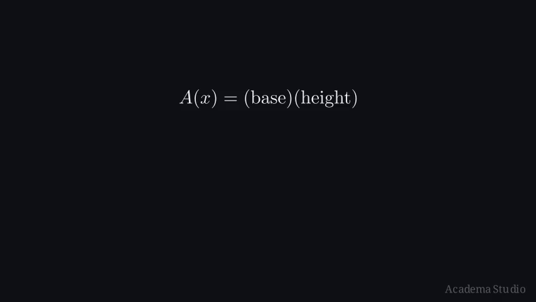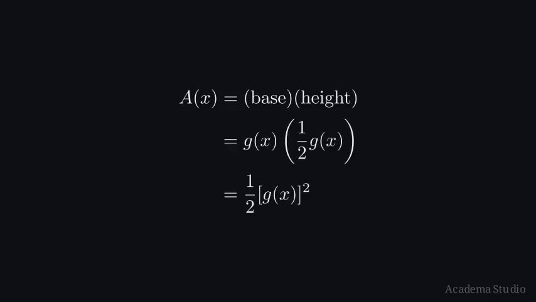Common mistake 2. A of x equals 1 over 2 g of x. One half g of x is the height of the rectangle, not its area. A of x equals base times height. Then, equals g of x times 1 over 2 g of x.